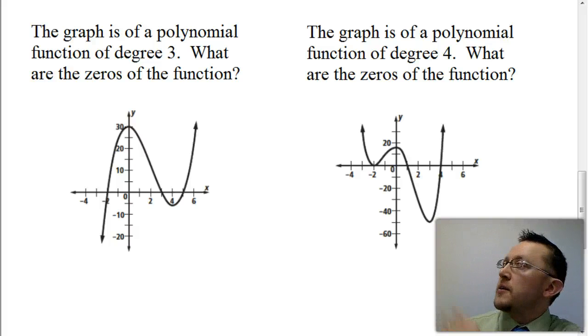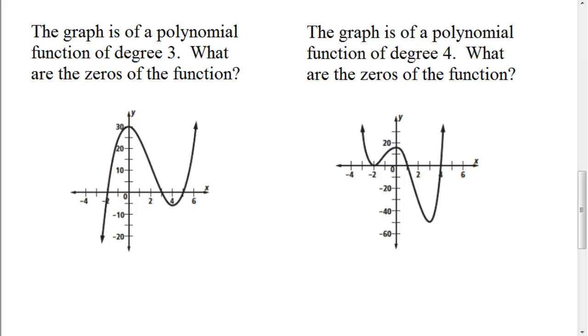Let's first take a look at the one on the left. It says the graph is of a polynomial function of degree 3. What are the zeros of the function? The fact that it's degree 3 tells us there's a total of 3 roots, and it just so happens that those 3 roots are all real, because we see 3 distinct x-intercepts. So our zeros would be at the coordinate -2, 0, another at the coordinate 3, 0, and another at the coordinate 5, 0.